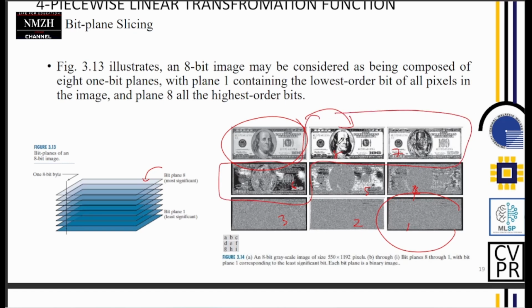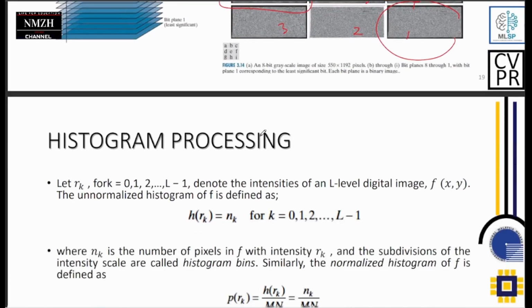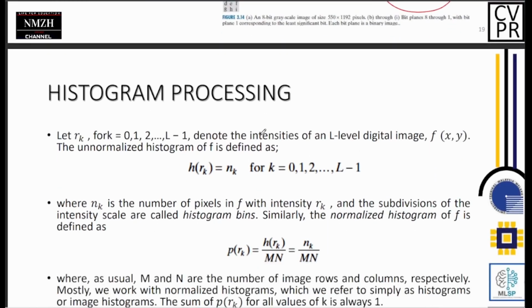the others are just producing the idea of background, or this similarly happens everywhere, right? So that would be bit plane slicing. Okay, right. So the second part of this particular lecture will be histogram processing.